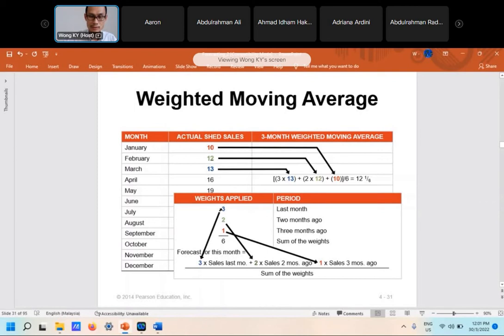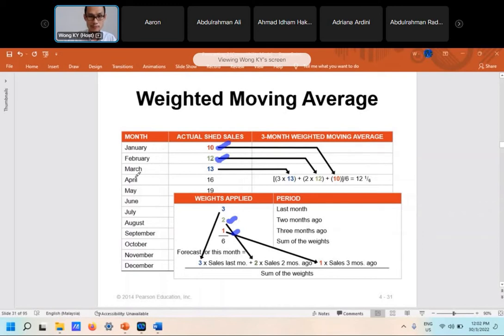Okay, so according to this question, this scale of weights will be used. A weight of 3 is for data which is the last month. A weightage of 2 is used for 2 months ago data. A weightage of 1 is used for 3 months ago data. So it means that 3 will be assigned to March data, 2 will be assigned to February data, which is 2 months ago data, and 1 will be assigned to January data, which is 3 months ago data.